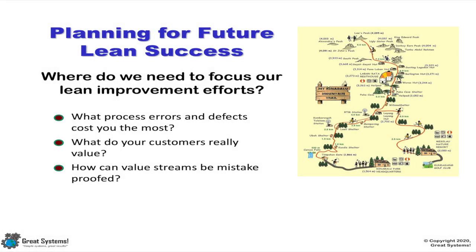Chapter 13, Planning for Future Lean Success. Where do we need to focus our lean improvement efforts? What process errors and defects cost you the most? What do your customers really value? How can value streams be mistake-proofed?